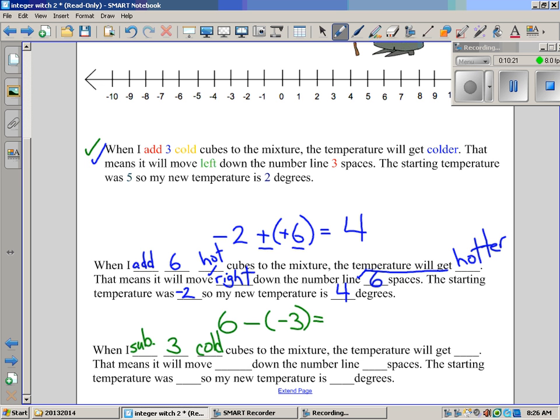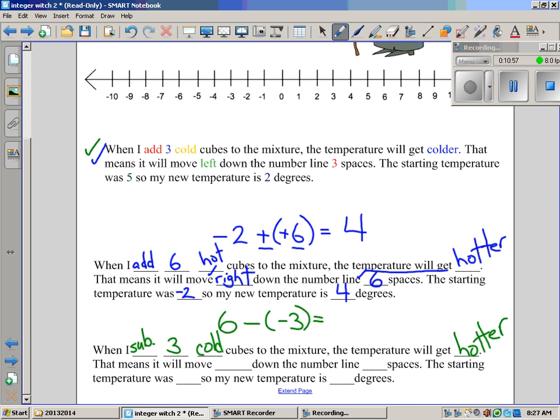Now go back and start to read the sentence towards the next blank at the very end. When I subtract 3 cold cubes from the mixture, the temperature will get. If you're honestly thinking about what you're saying as you're reading that sentence, and you're taking cold out of the mixture, you should know that it will get hotter. The temperature will not get colder as you remove cold. It'll only get hotter. It's a little bit logical.